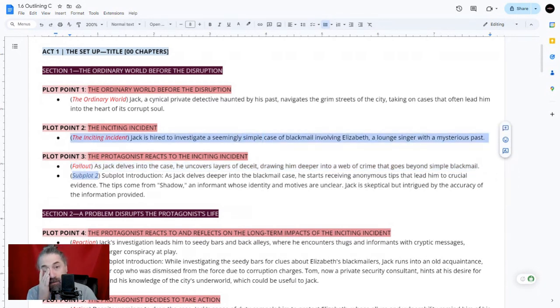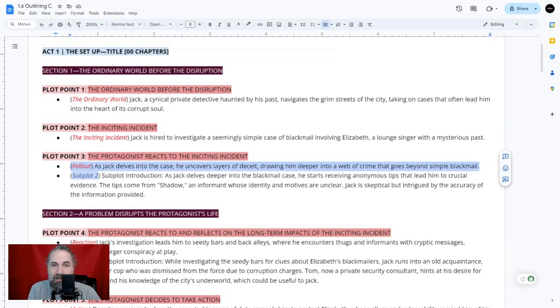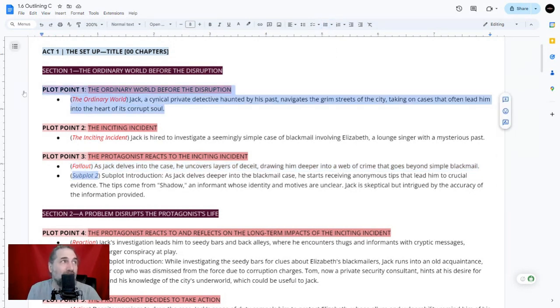Now, looking at this particular story, that might not necessarily feel right, because do we want to end the story on Jack diving into the cases? That might not make narrative sense. Just as if we decided to make a novel based on plot point one, Jack, a cynical private detective haunted by his past, navigates the grim streets of the city, taking on cases that often lead him into the heart of its corrupt city. Now, however, you can look at that plot point and say, can I tell the story that leads to Jack becoming a cynical private detective and having him explore the city and realizing that it is a corrupt soul?